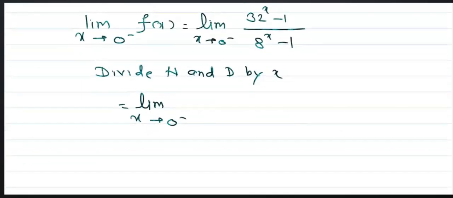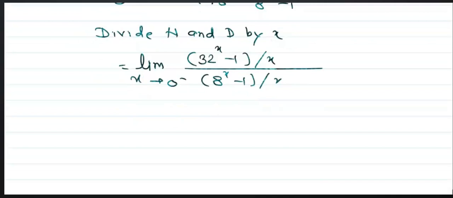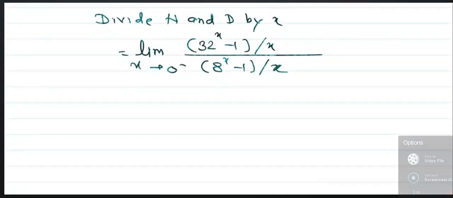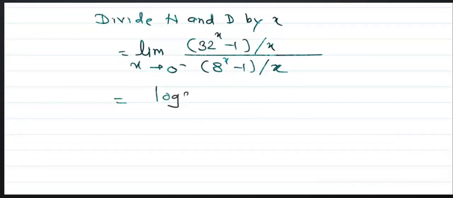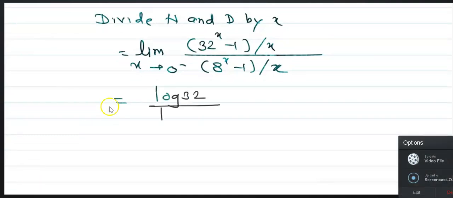Therefore, left hand side limit 32 raised to x upon x and 8 raised to x upon x. This is divide n and d by x. Now the value of this limit is log of 32. Which formula are we applying here? That is limit x tends to 0 a raised to x minus 1 upon x, it's log of a. Similarly here, limit x tends to 0 32 raised to x minus 1 upon x is log of 32, divided by log of 8.